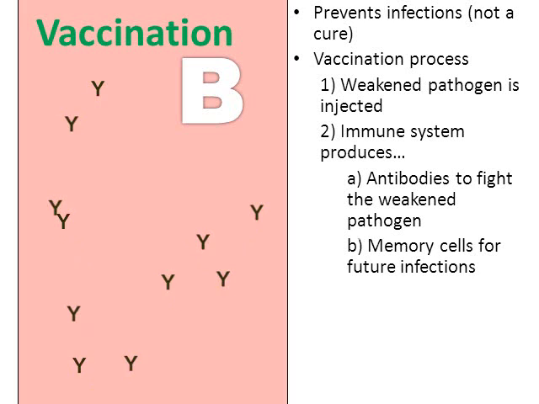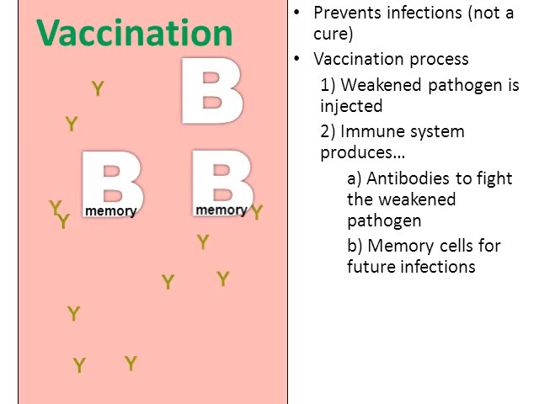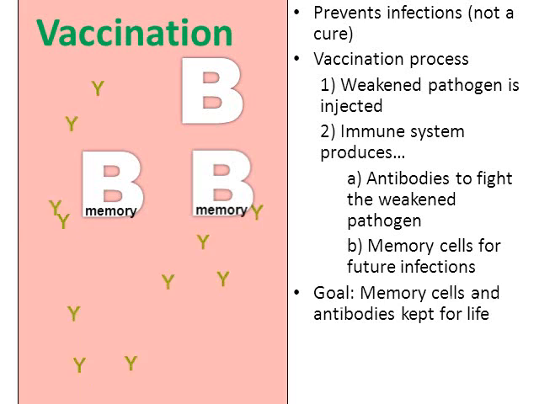A second thing that's going to happen is memory cells are going to be made for future infections. Those B cells that were made are going to multiply, and those memory B cells are going to multiply, and so this makes basically a reserve group of B cells should you ever encounter the real virus. So the goal is to make these memory cells and these antibodies. Depending on the vaccination, some of these memory cells and antibodies you'll keep for life. Others, you might need a booster maybe every 10 or 20 years.